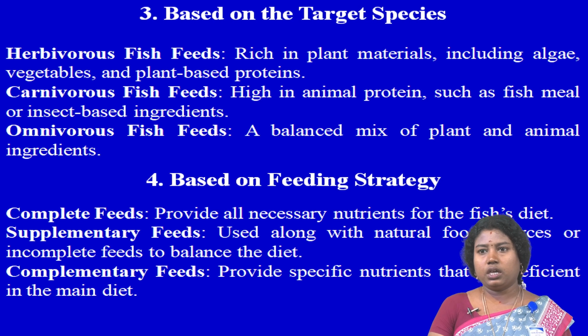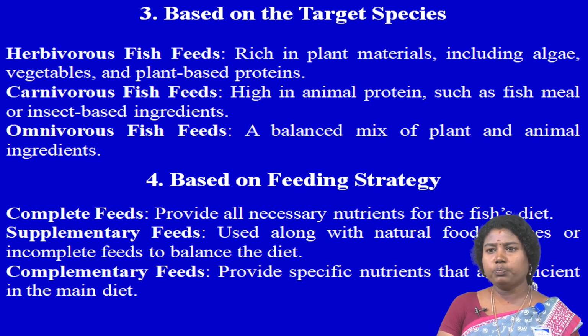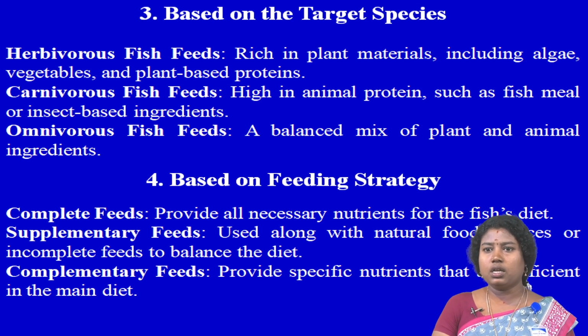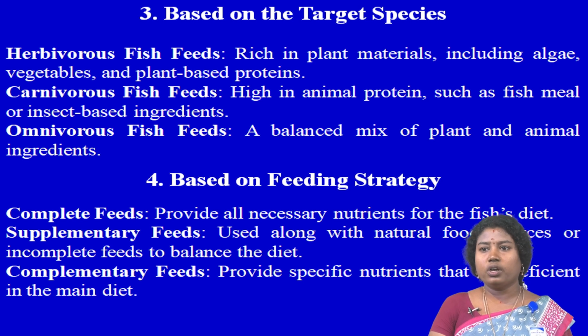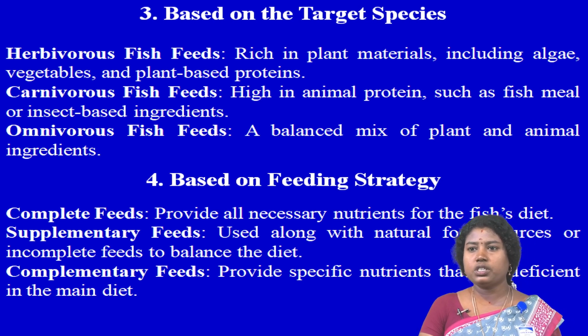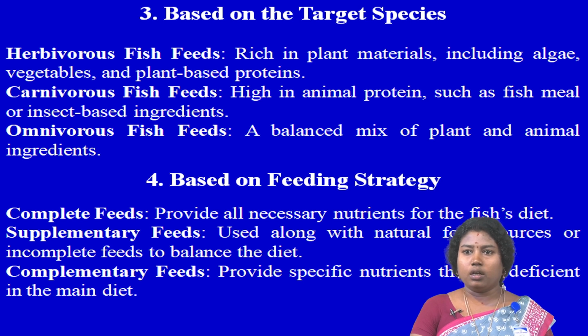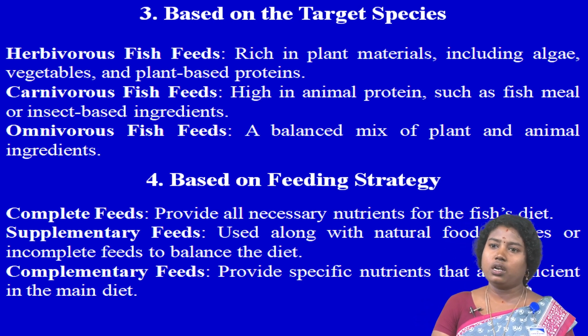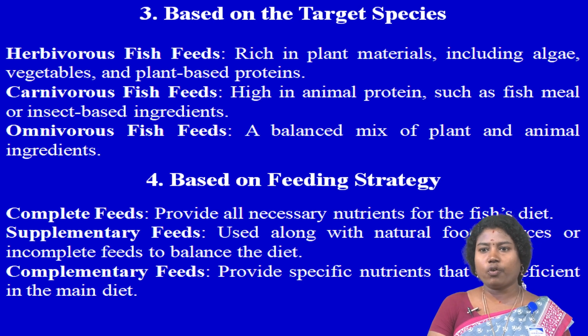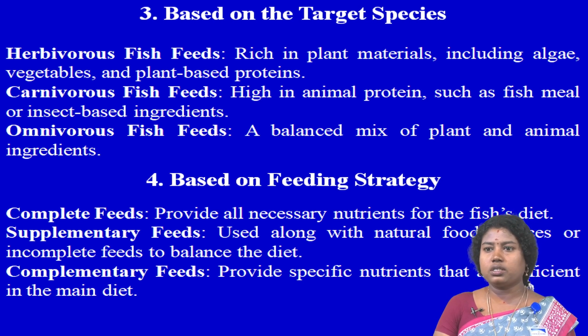Omnivorous fish feeds, a balanced mix of both plant and animal ingredients. These feeds are suitable for fish that consume a varied diet in the wild, such as catfish and koi. The feed provides a balanced intake of protein, carbohydrates, and fats.